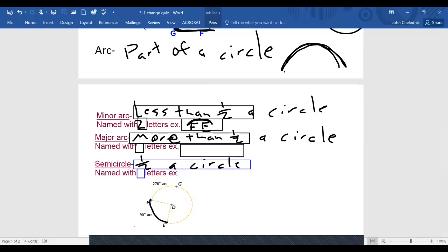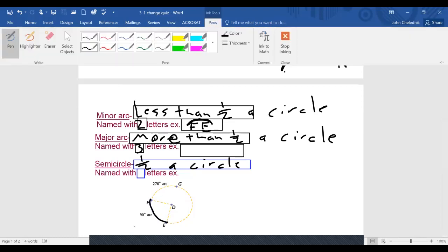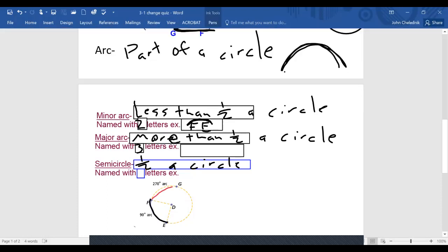Now, major arcs, you need actually 3 letters to name them. Because if you want to specify, for example, this arc right here, you can't call this FE, because if you say FE, it's assumed that you are talking about the minor arc. So you have to actually use 3 letters when you name a major arc. So you could name this FGE, because it starts at F, passes through G, and ends at E. So an example of a major arc is FGE.